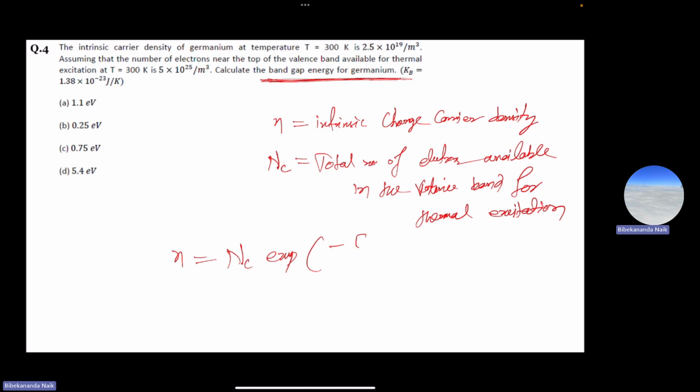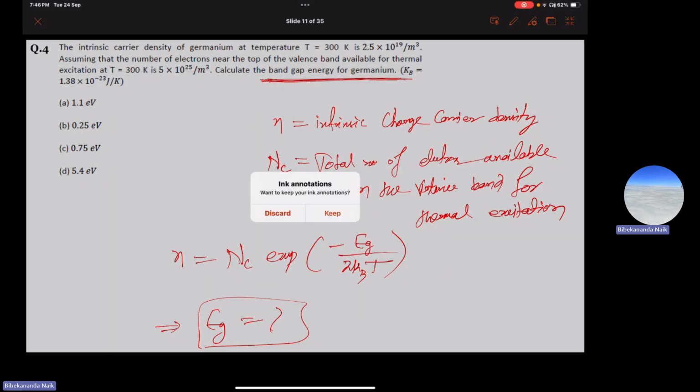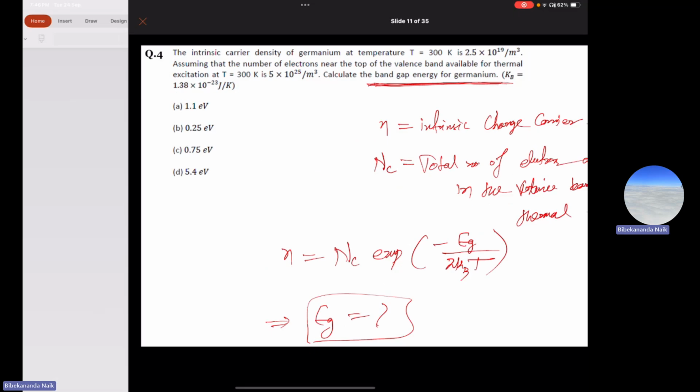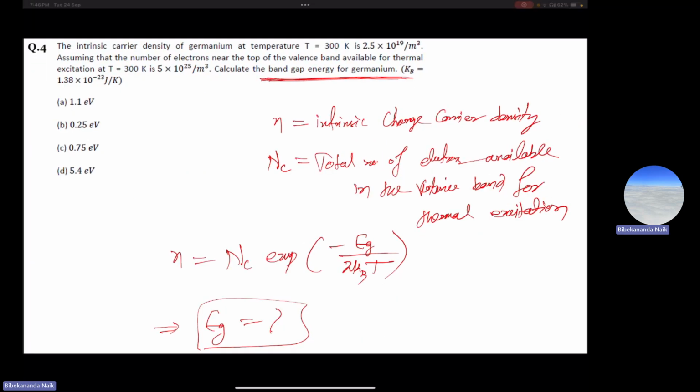So we'll use the same formula, n equals Nc exponential minus Eg by 2 kBT, and we'll calculate the band gap energy. I'll give you a few minutes to try this question, and then I will discuss how we will calculate the band gap energy for germanium at room temperature.